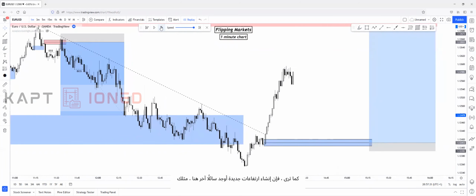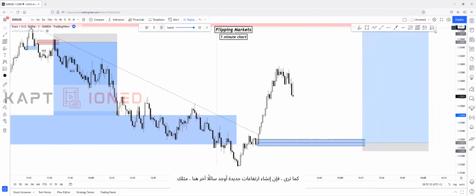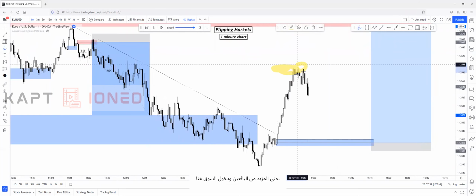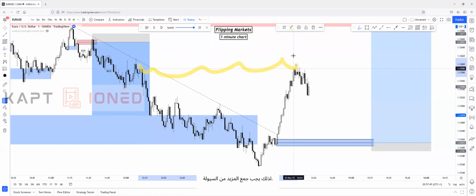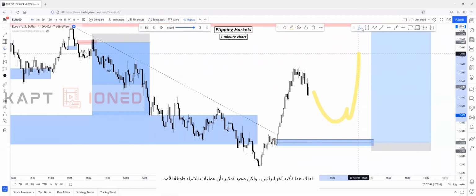As you can see, it's creating new highs, and created another liquidity line here. So more sellers entered the market here. And as you can see, we have double taps right here, so more liquidity needs to be collected. So this is one more confirmation for the longs.